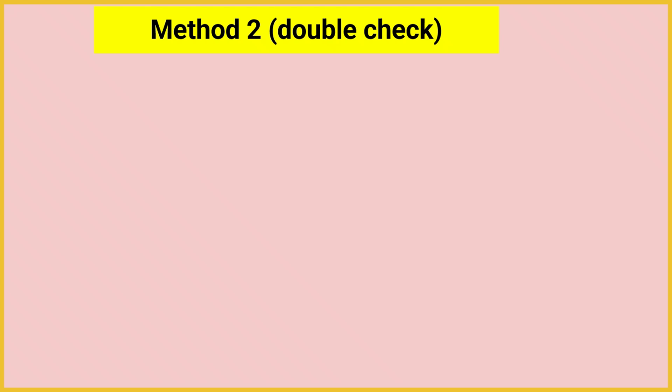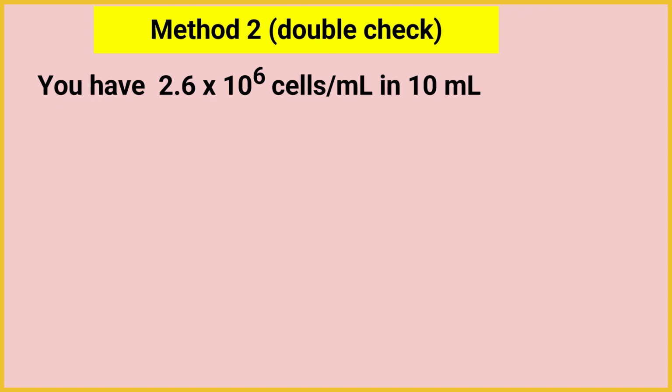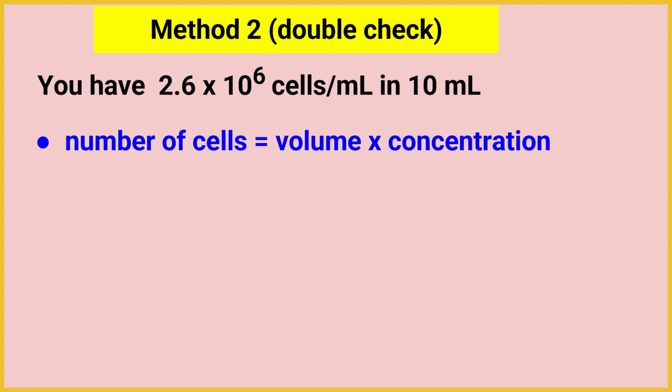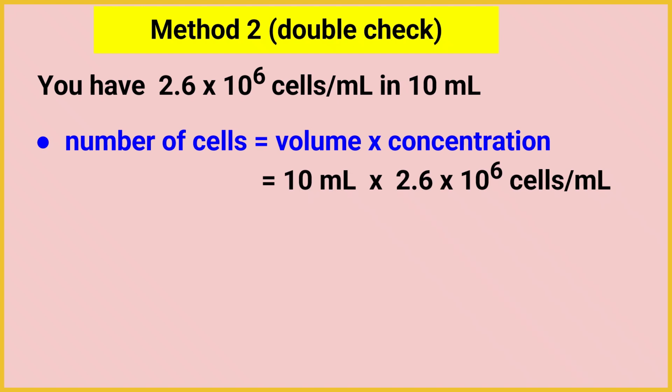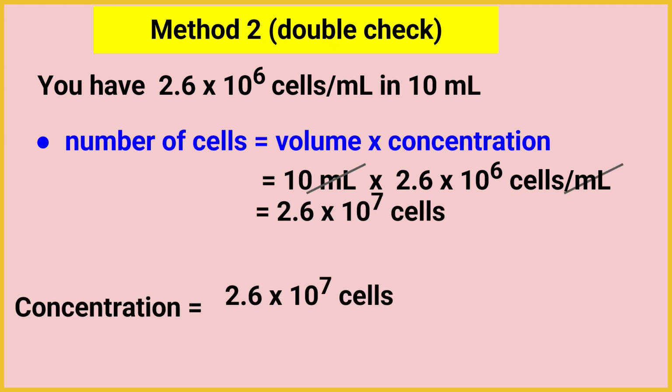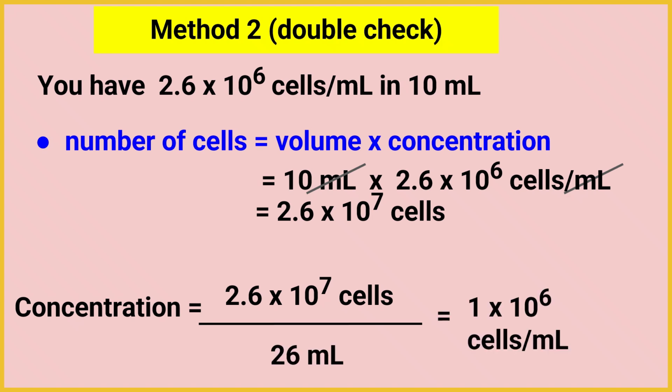Let's do a quick double check of method 2. Recall that we originally had 2.6 times 10 to the 6 cells per milliliter in a total volume of 10 milliliters in the cell culture flask. Using the equation number of cells is equal to volume times concentration, the cell culture flask had a total of 2.6 times 10 to the 7 cells. And 2.6 times 10 to the 7 cells in a total of 26 milliliters has a concentration equal to 1 times 10 to the 6 cells per milliliter.